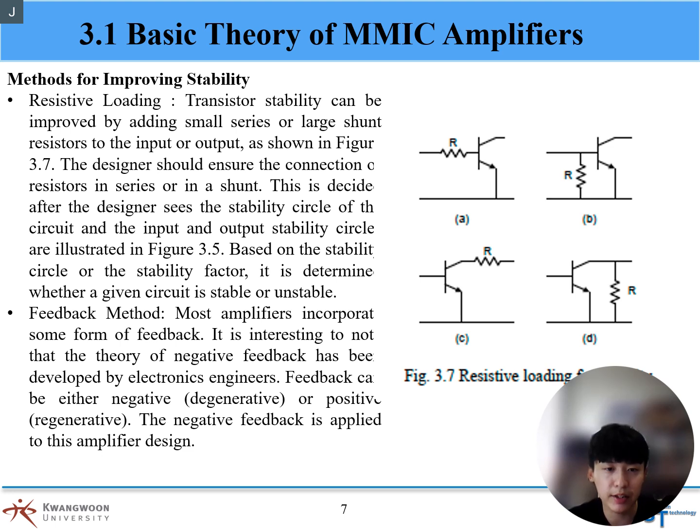resistors in series or in a shunt. This is decided after the designer sees the stability circle of the circuit, and the input and output stability circles are illustrated in Figure 3.5. Based on the stability circle or the stability factor, it's determined whether a given circuit is stable or unstable.